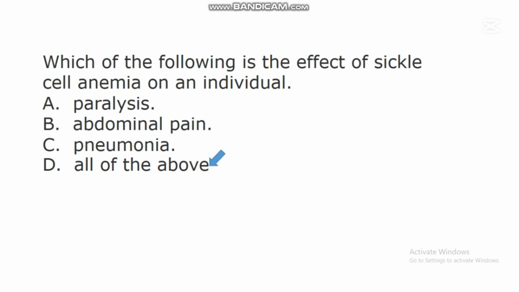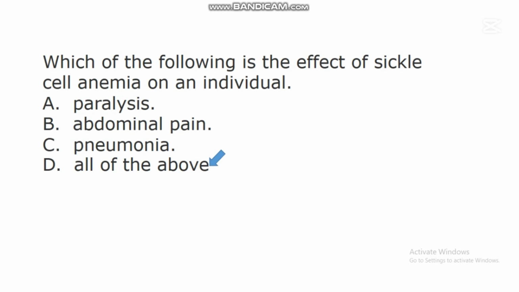All of the above. When an individual is suffering from sickle cell anemia, that individual will experience paralysis because the abnormal shape of the red blood cell will prevent free flow of blood to different parts of the body. So the brain will not receive the adequate blood that it needs to function very effectively, and that can lead to paralysis.